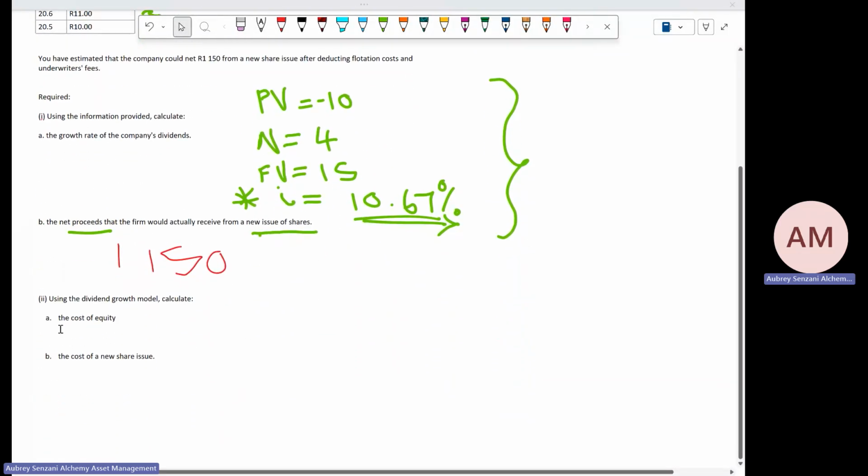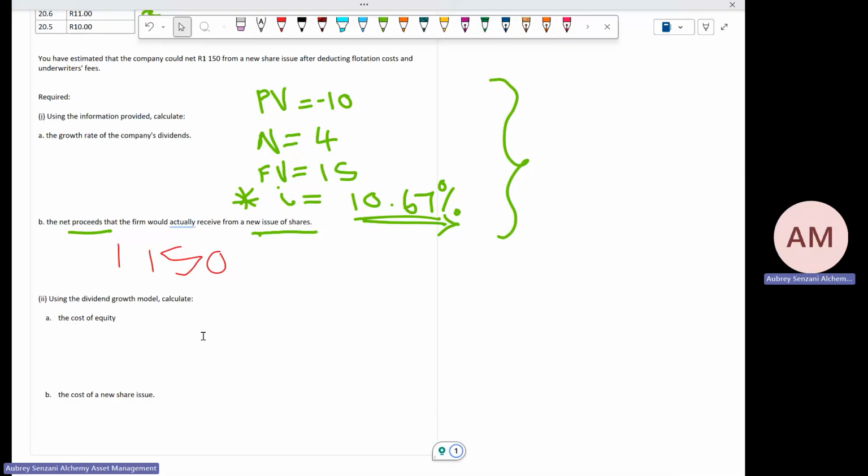Okay, right. So let's continue. So we finished the first part. We now needed to go on to the second part of question 1.3. So it says, using the dividend growth model, calculate the cost of equity.